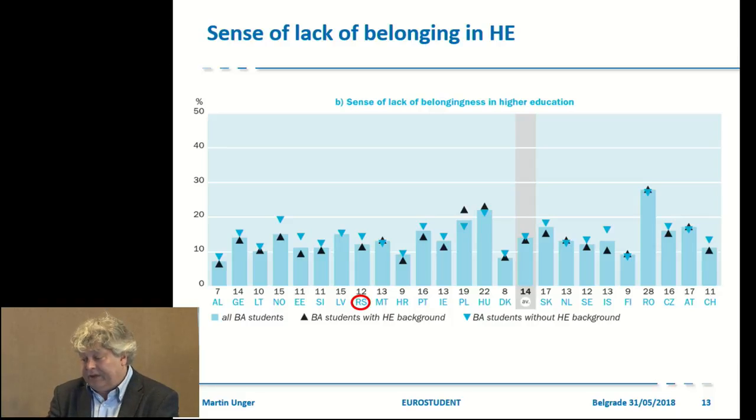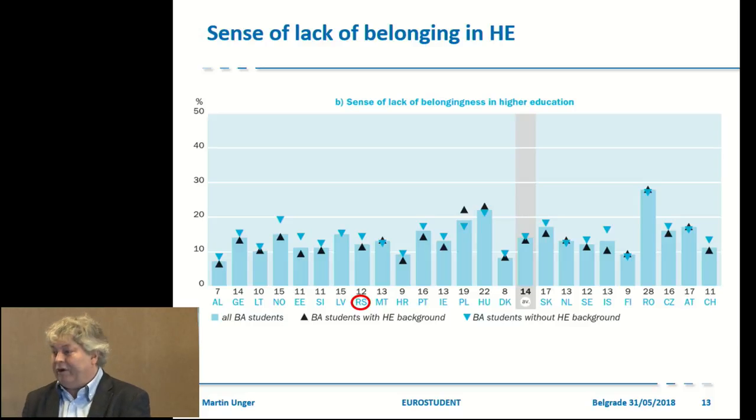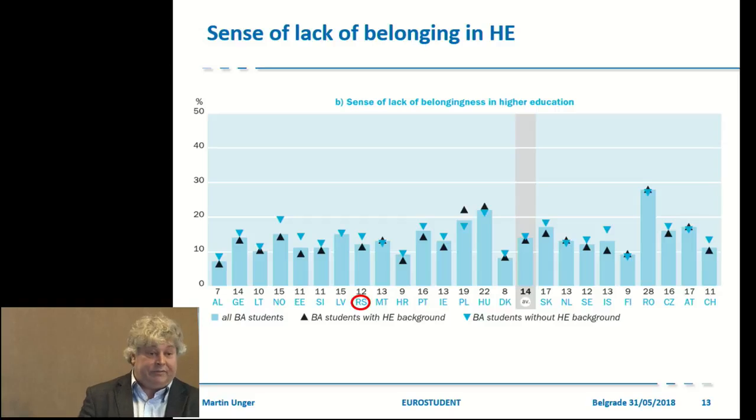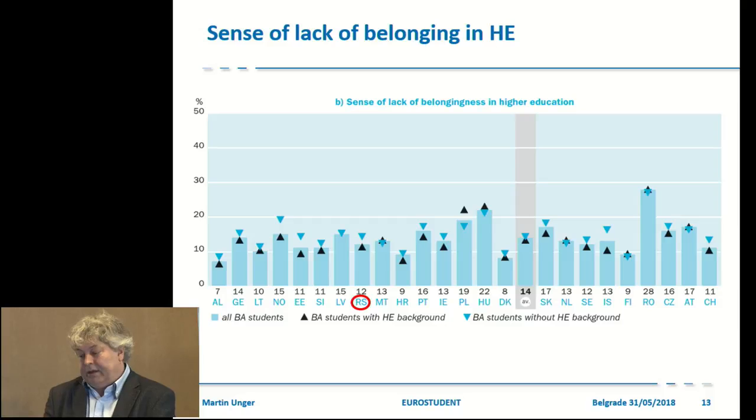In Serbia it's 12. But what is really more interesting here is the difference between students with high or low higher education background. Because you would suppose that when the parents have studied, they already know the language and everything. Parents can explain how it works, what is a lecture, what is a seminar, what is an exam at the university, and so on. So they would feel far more belonging to higher education than kids of a worker who have no assistance at home and no one explaining the environment.